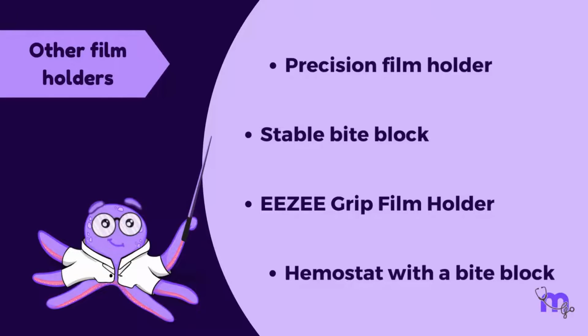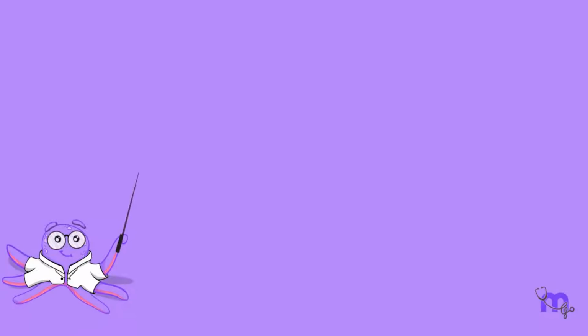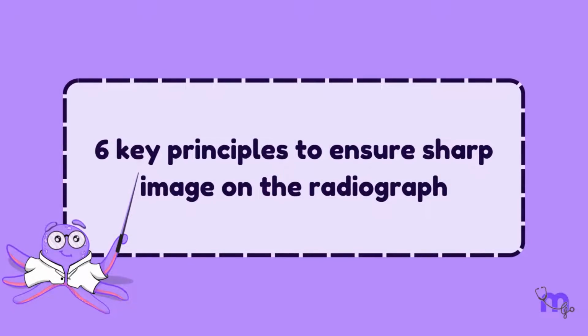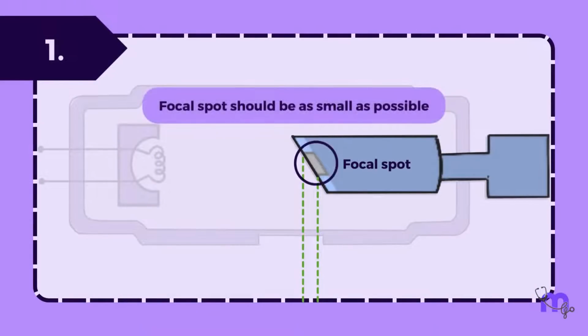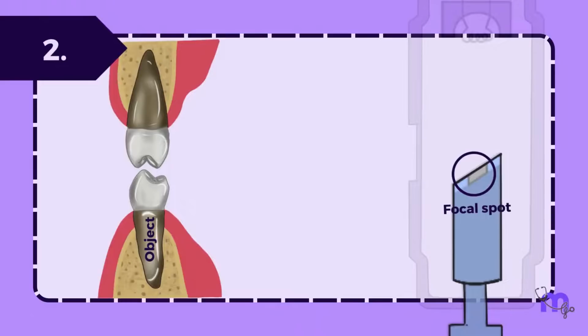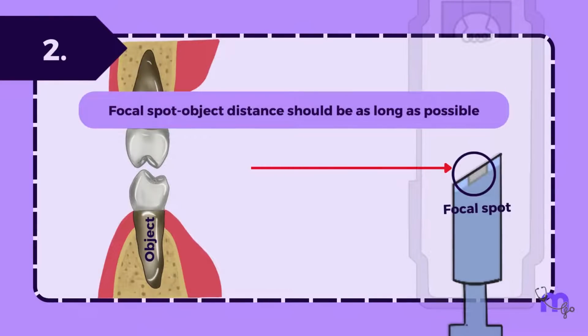a bite block. Before we move on, it is important to understand the 6 key principles that ensure a sharp image on the radiograph. Firstly, the focal spot or the source of radiation should be as small as possible. Secondly, the focal spot object distance should be as long as possible.